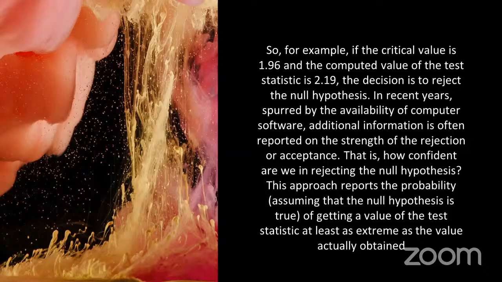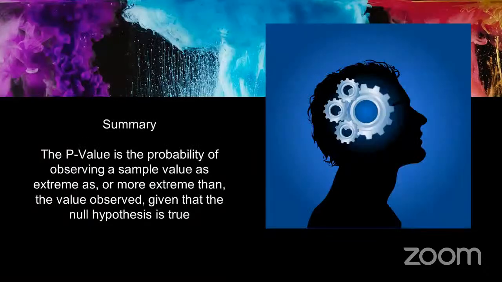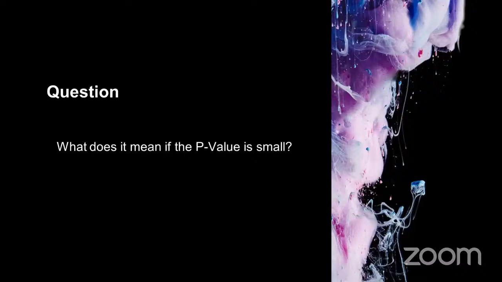In summary, the p-value is the probability of observing a sample value as extreme as or more extreme than the value observed, given that the null hypothesis is true. Now, what does it mean if the p-value is small?